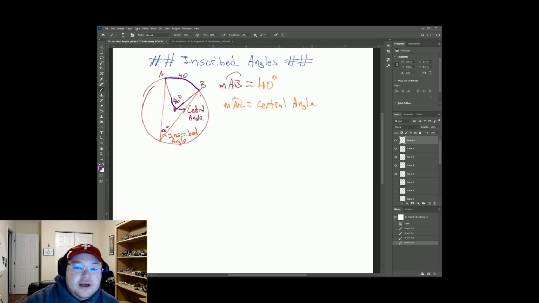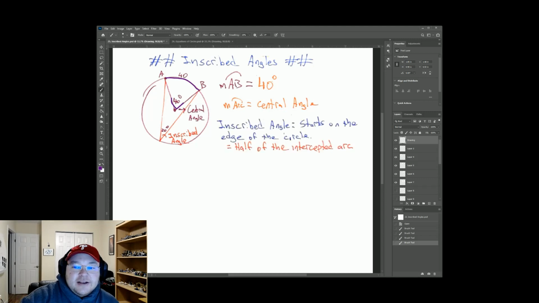We know the measure of that arc is the same as the central angle, which is what I just said. An inscribed angle starts on the edge of the circle. It's half of that arc every time. That's all you've got. That's the only new thing you've got to know for this whole section: that inscribed angle is half of that arc. And then we can get some different questions on it.